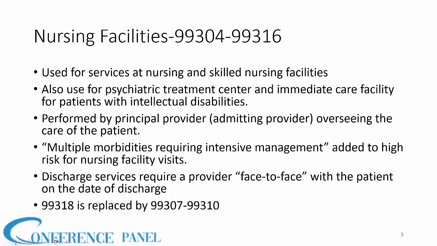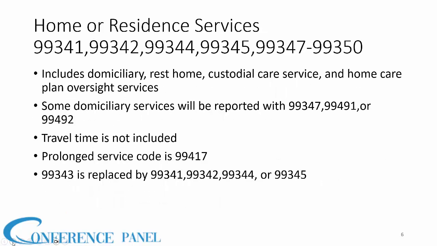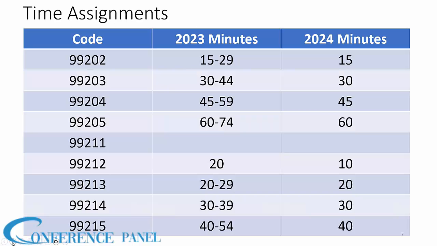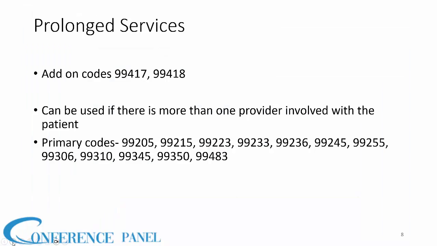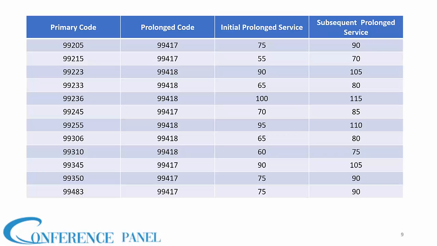Nursing facilities. These are used for both nursing and skilled nursing facilities. We have the home or residence services, which includes the domiciliary, rest home, custodial care, home care. They did change 99212 from 20 minutes to 10 minutes. Now Medicare has their own prolonged service codes. So I did list the primary codes here. Codes are used per the primary code.